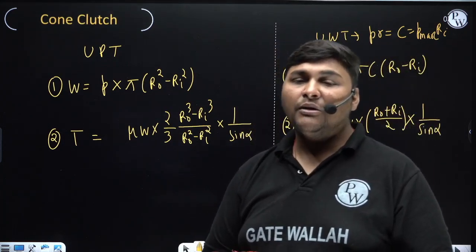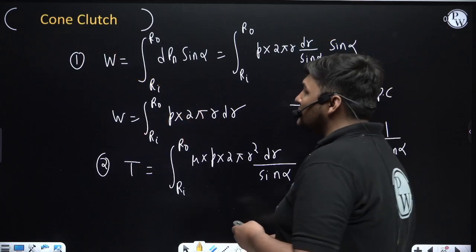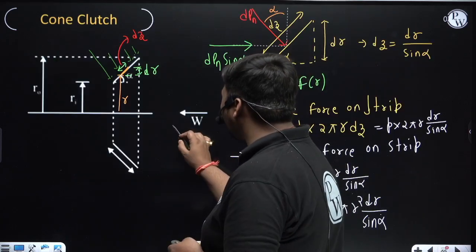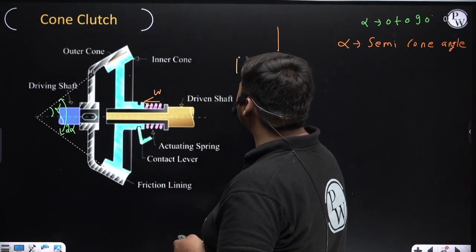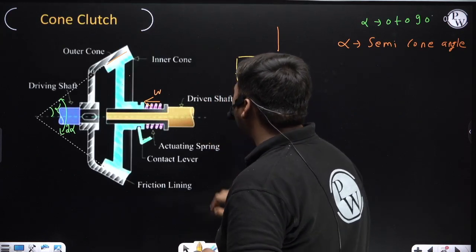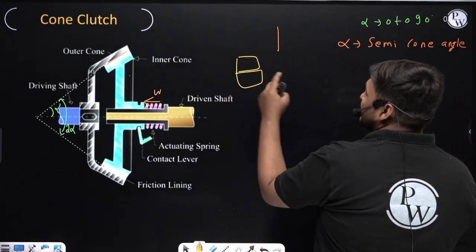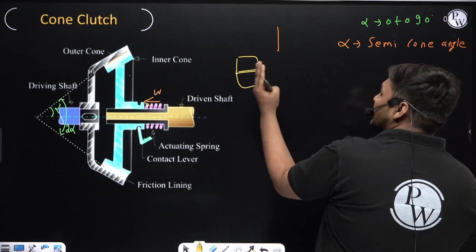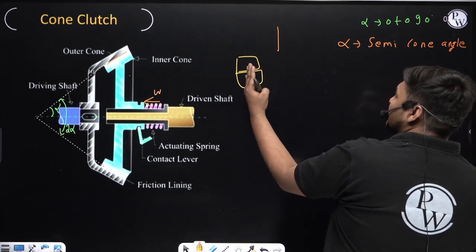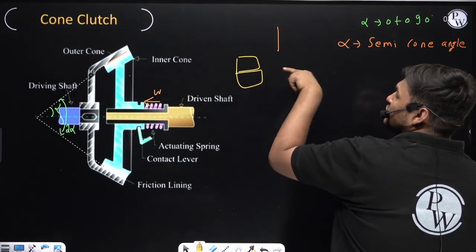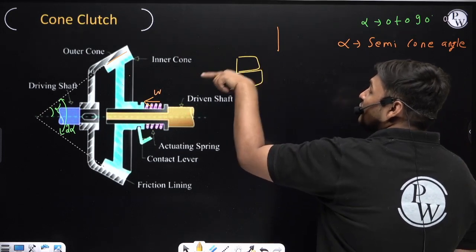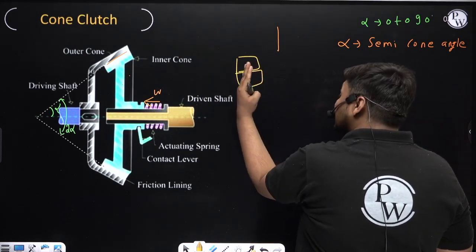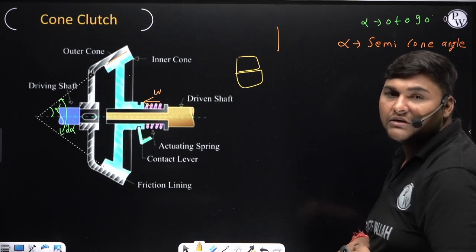Imagine, if alpha is very small, say 0. Then these surfaces will be like this. When we try to disengage this clutch, this friction will not allow disengagement, because when we try to disengage, meaning we try to move in this direction, the friction force will come in this direction, which will restrict the disengagement of this clutch.